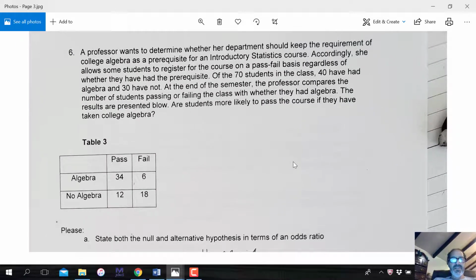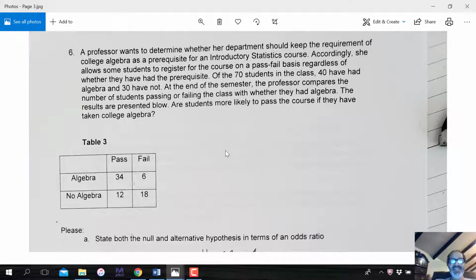Perfect. Okay, a professor wants to determine whether her department should keep a requirement for college algebra as a prerequisite for an introductory stats course. Accordingly, she allows some students to register for the course on a pass-fail basis, regardless of whether they have had the prerequisite. Of the 70 students in the class, 40 have had algebra and 30 have not. So not everybody had it. At the end of the semester, the professor compares the number of students passing or failing the class with whether they had algebra. The results are presented below.